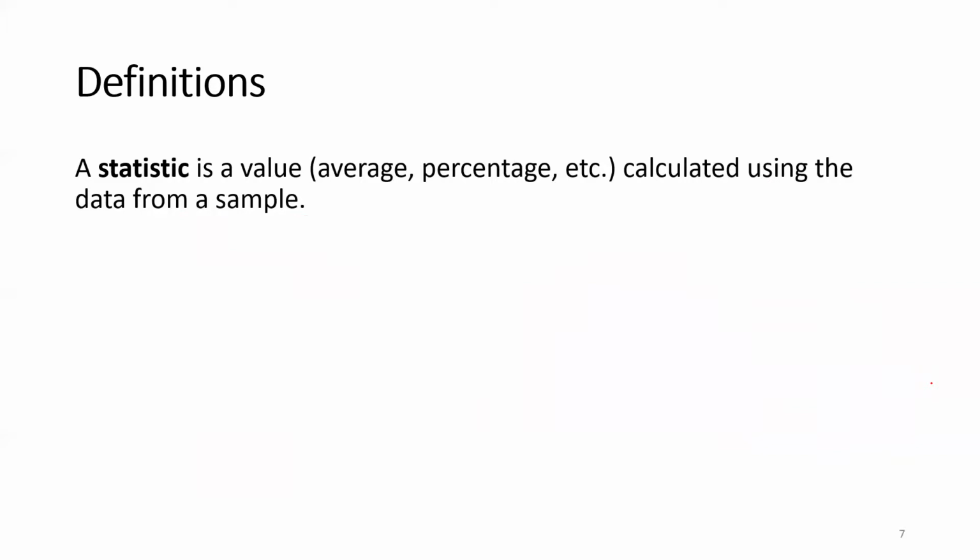Now, a statistic is a value that's calculated using data from the sample. So if you did the entire population and calculated the average of the ages, that would be a parameter because it's the entire population. But if you take it from a sample, it's called a statistic.